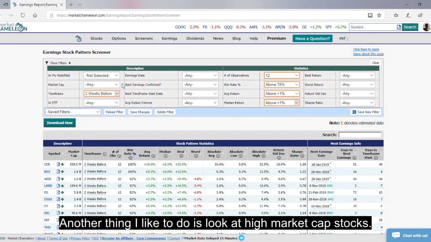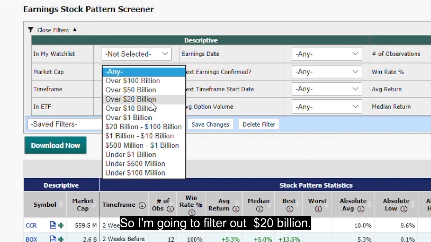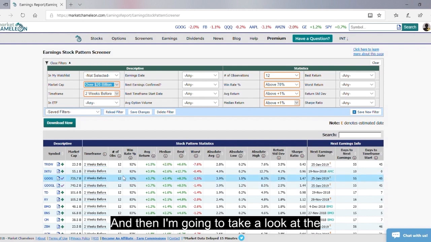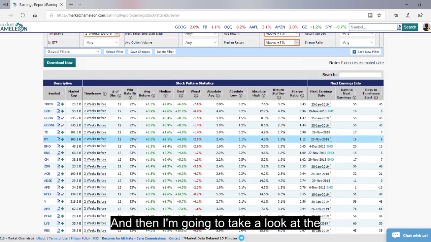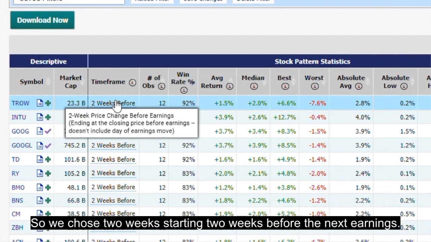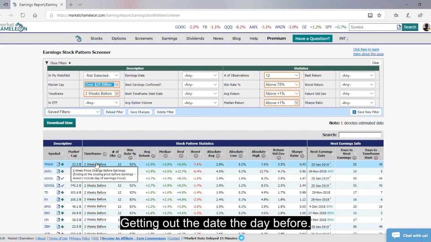Then I'm going to go ahead and stop here and just start sorting by the highest win rate. Another thing I like to do is look at a high market cap stock. So I'm going to filter for a market cap of 20 billion or more. And then I'm going to take a look at the results over here. So reading it from left to right, this is the symbol, market cap. This is the time frame we chose. So we chose 2 weeks, starting 2 weeks before the next earnings, getting out the day before.